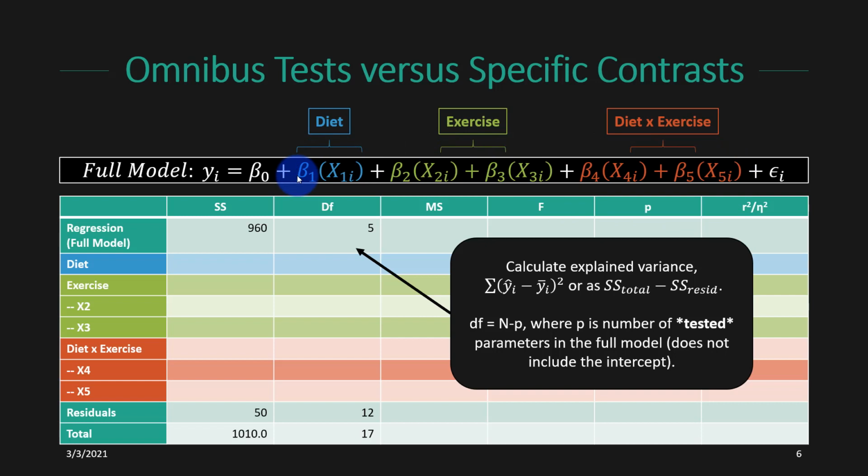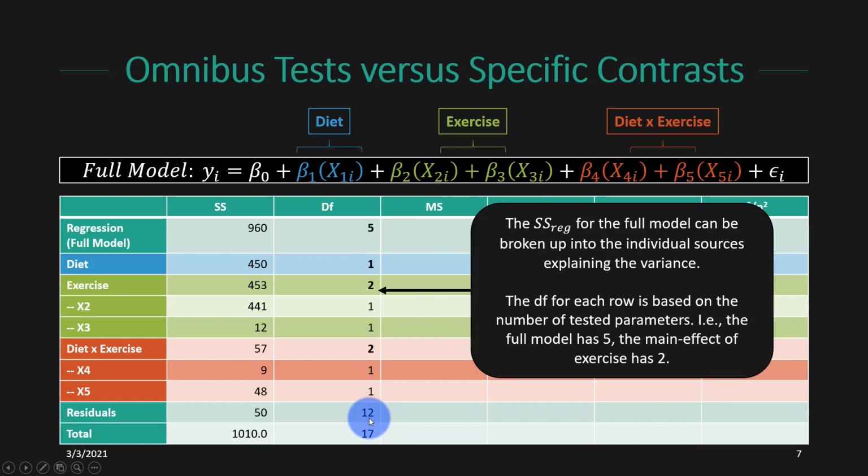And you can refer back to our previous video if that's a little bit confusing, but hopefully it makes sense why the number of tested parameters here is 5, but the total number of parameters that goes into this degrees of freedom down here is 6.